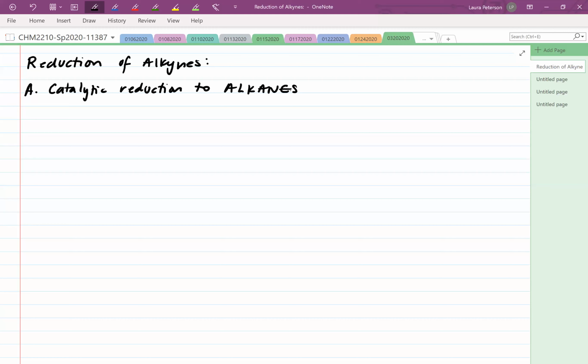For each of these, we're not going to talk about the mechanism, but I'm going to give you the general reaction and one example. So here's our alkyne, and it doesn't matter if it's internal or terminal. The conditions here actually are the same as if we were reducing an alkene. So we're going to have H2 gas and then some catalyst, which could be palladium, platinum, or nickel. Under these conditions, we would reduce both pi bonds of the alkyne, and so that would get us to the alkane.